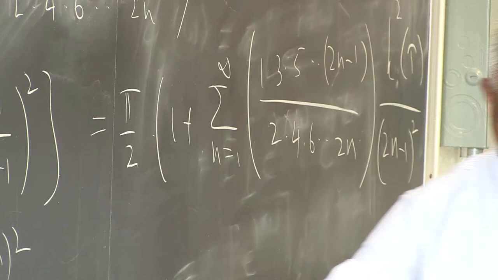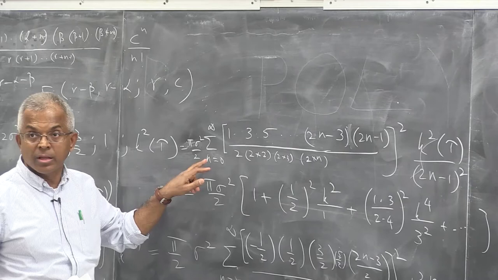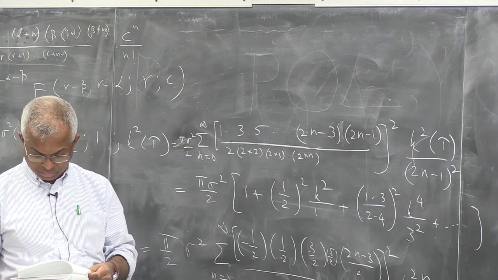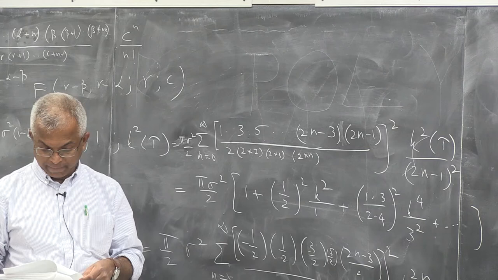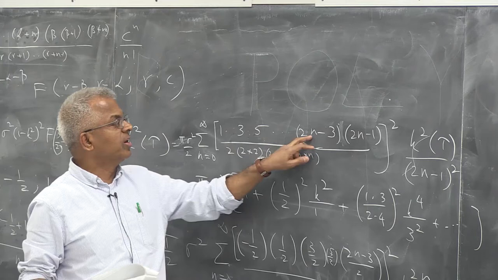And if you look at that, that's exactly this expression. Pi by 2 sigma squared, 1, 3, 5, 2n minus 1, 3, 5, up to 2n minus 1, the whole squared, there's a whole squared there.